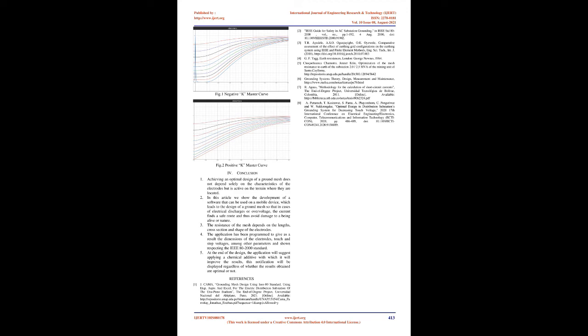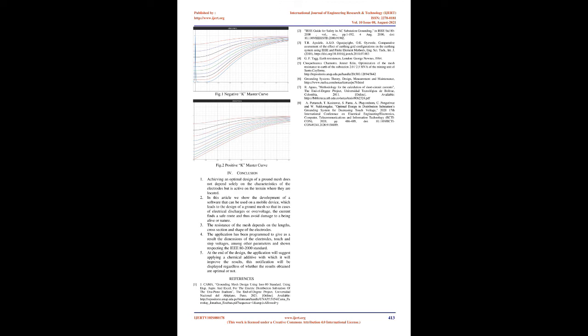Conclusion. Achieving an optimal design of a ground mesh does not depend solely on the characteristics of the electrodes but is also dependent on the terrain where they are located. In this article we show the development of software that can be used on a mobile device, which leads to the design of a ground mesh so that in cases of electrical discharges or overvoltage, the current finds a safe route and thus avoids damage to living beings or nature.